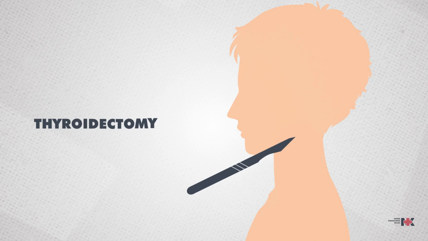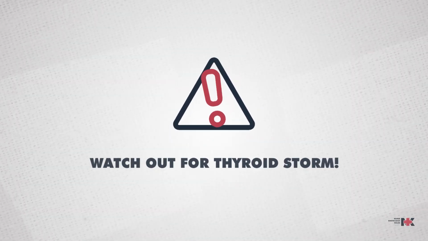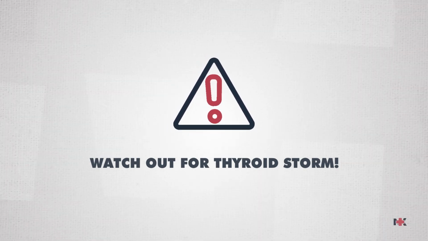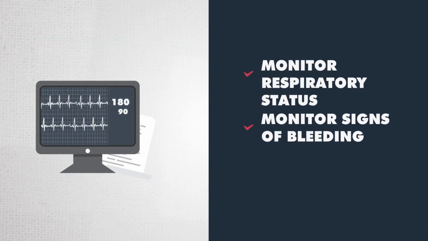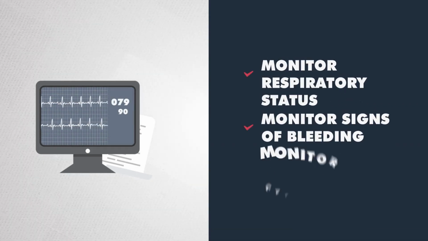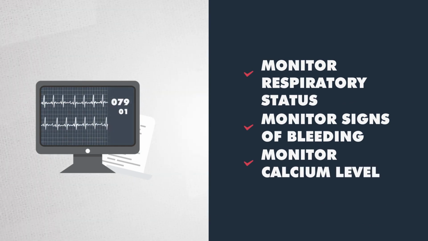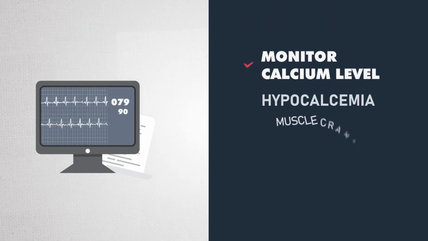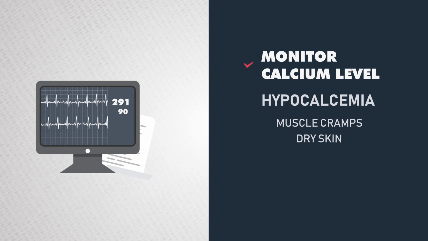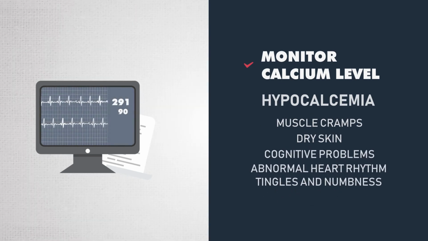A thyroidectomy is a surgical procedure to remove the thyroid gland. Watch out for thyroid storm, a potentially life-threatening condition due to excess T3 and T4 when the thyroid is removed. With this, you should monitor respiratory status and for signs and symptoms of bleeding. You should also monitor the calcium level. Thyroid removal can damage the parathyroid glands that are in the thyroid gland, and this can cause hypocalcemia. These symptoms include muscle cramps, dry skin, cognitive problems, abnormal heart rhythm, tingling and numbness, especially around the mouth and hands.